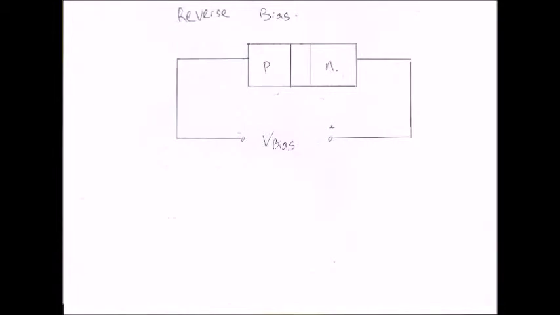Hello guys, my name is Frederick. I will briefly discuss reverse bias. Reverse bias is a condition that prevents current through the diode. The voltage source or bias connection is negative to the p material and positive to the n material.